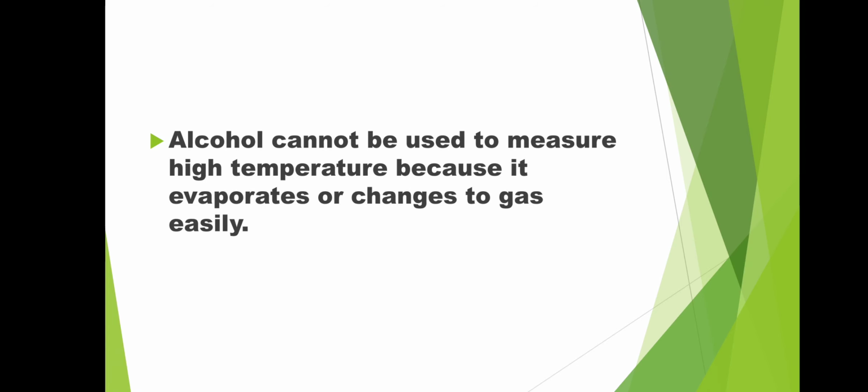Why can't we use alcohol? Alcohol cannot be used to measure high temperature because it evaporates or changes to gas easily. Because at high temperature, it starts to evaporate. So that's why in the thermometer we use mercury. The most preferred liquid is mercury.